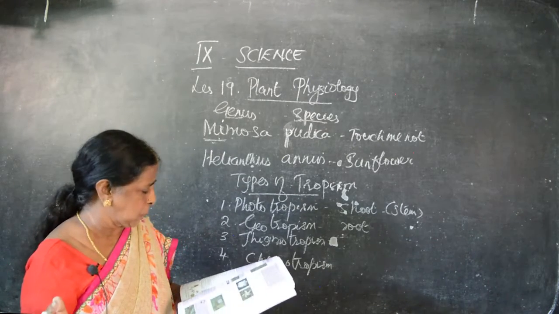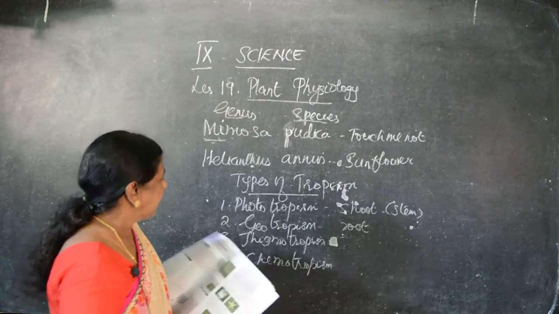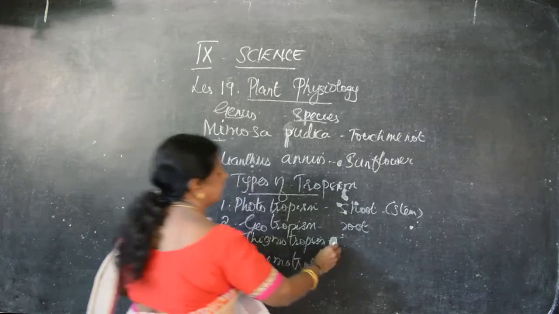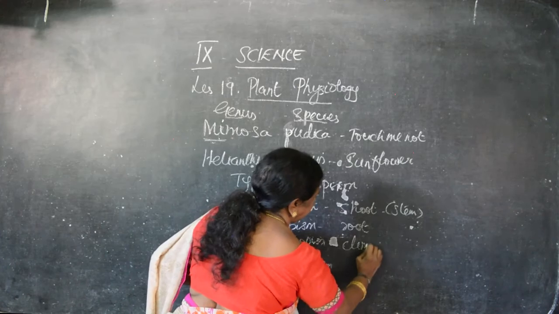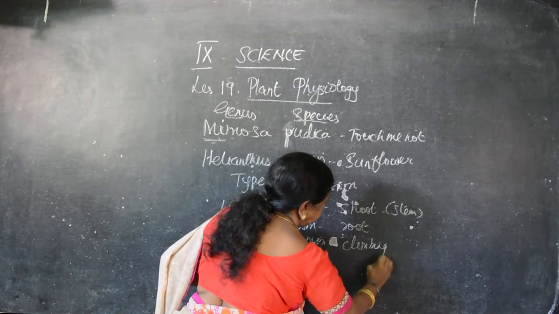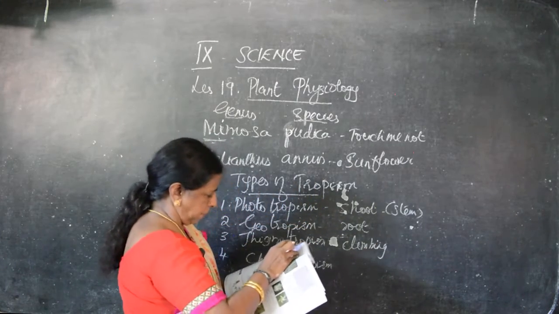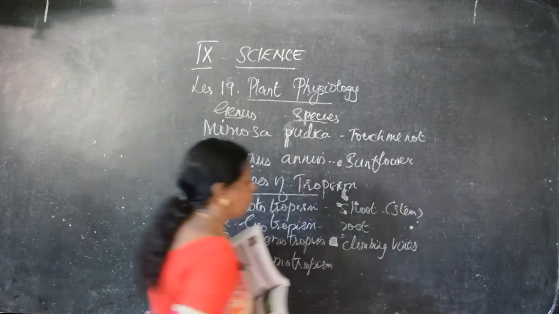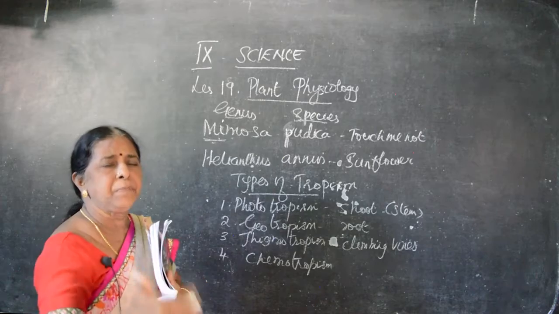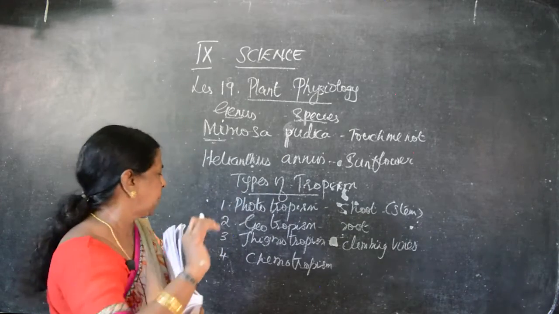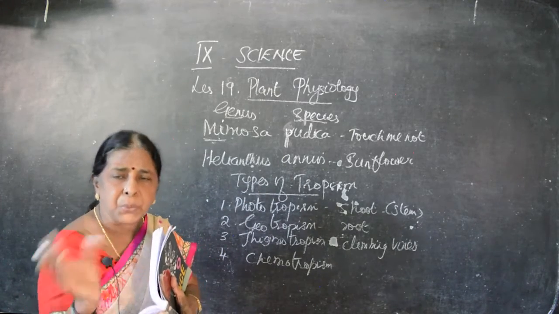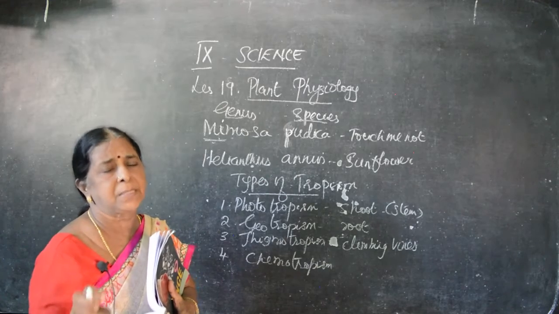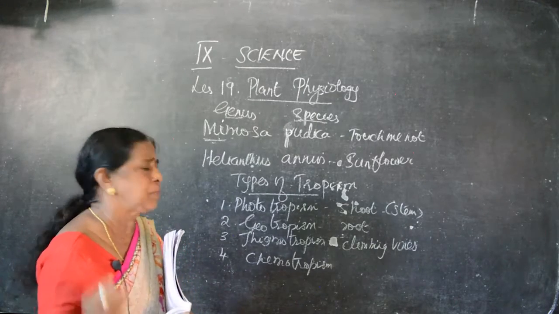Thigmotropism is movement of a part due to touch. When we touch, it closes. For example, Mimosa as well. We can say climbing beans, climbing vines, where when we touch, the plants climb. That is climbing vines.